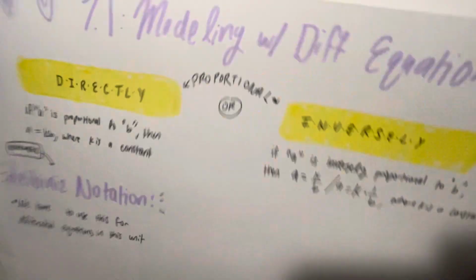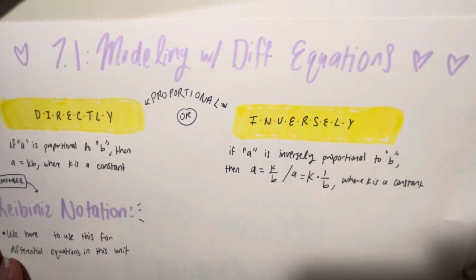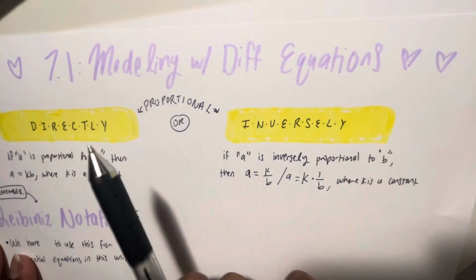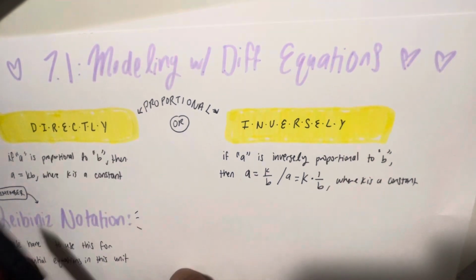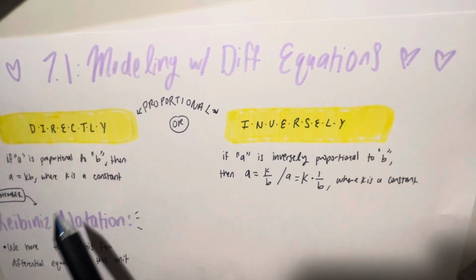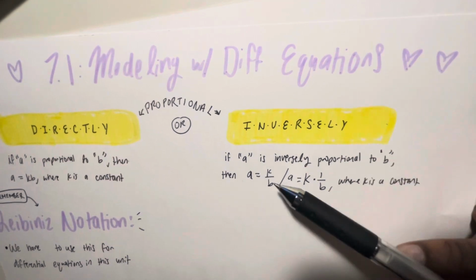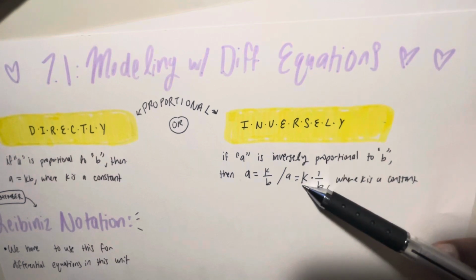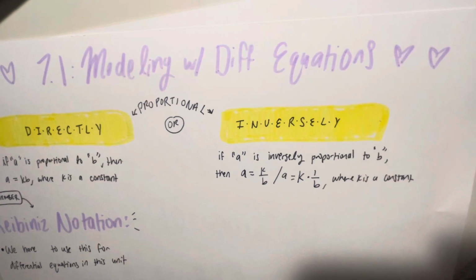Okay, so first off, we have 7.1, modeling with differential equations. Something that we have to know is the difference between direct proportionalities: we have one directly and two inversely. If A is directly proportional to B, then A equals K times B, and K is a constant per usual. If A is inversely proportional to B, then A equals K over B, or A is K times 1 over B. It is the exact same thing, where K is a constant as well.